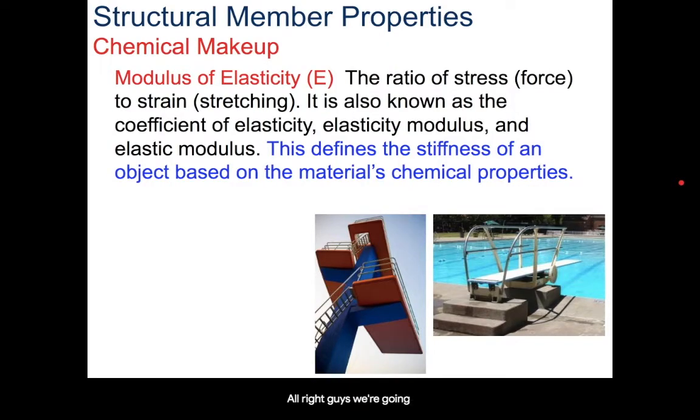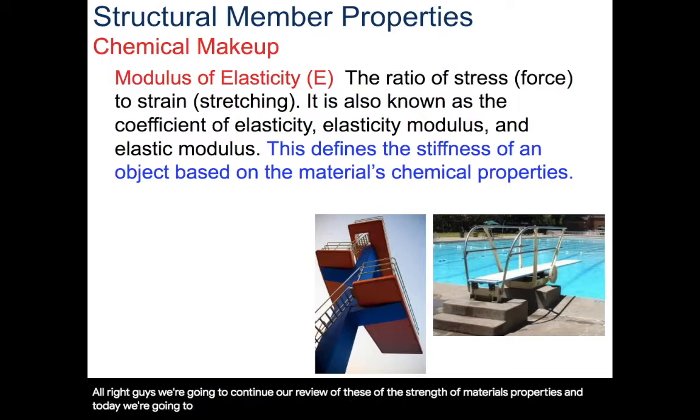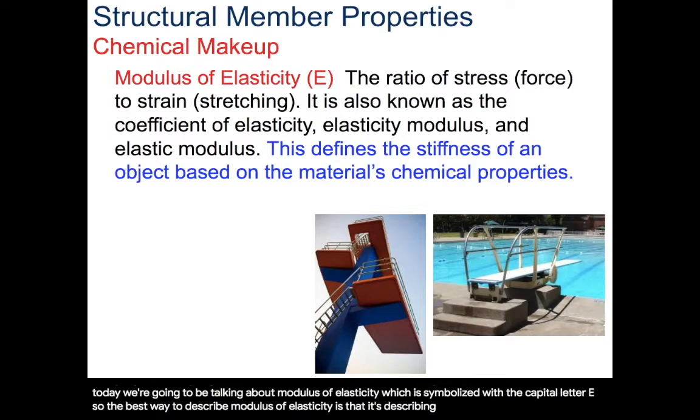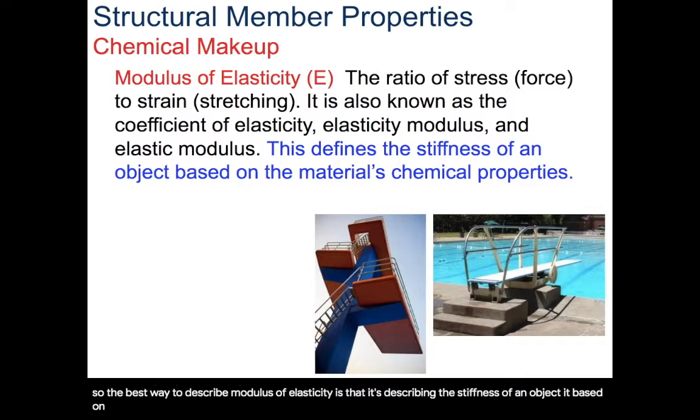Alright, guys, we're going to continue our review of these strength of materials properties, and today we're going to be talking about modulus of elasticity, which is symbolized with the capital letter E. The best way to describe modulus of elasticity is that it's describing the stiffness of an object based on what that material is made of.